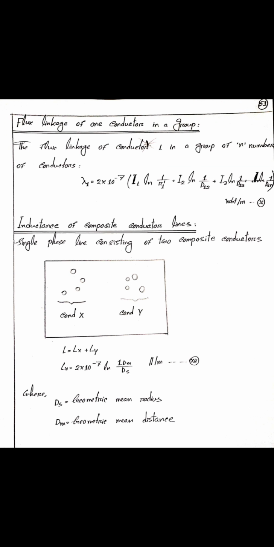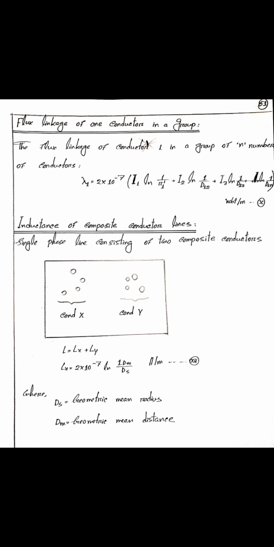Flux linkage of one conductor in a group. The flux linkage of one conductor in a group of n number of conductors is equal to 2 into 10 to the power minus 7 times I1 ln 1 by D1 prime plus I2 ln 1 by D12 plus I3 ln 1 by D13 up to In.